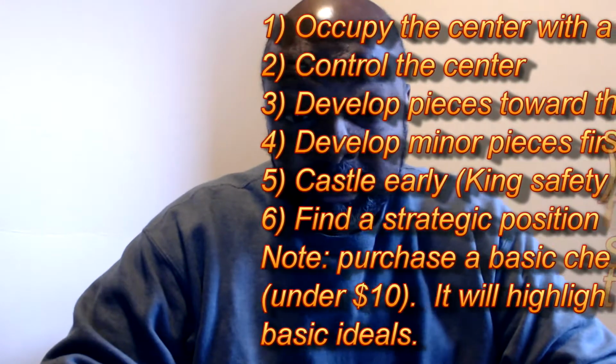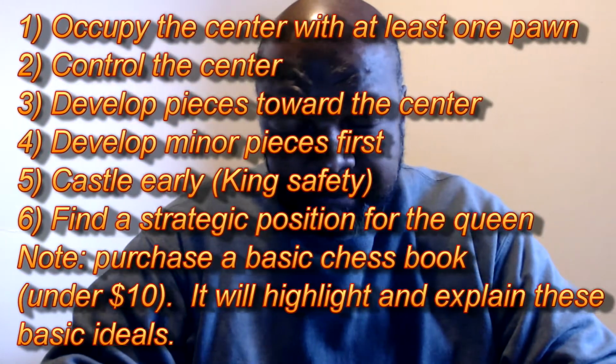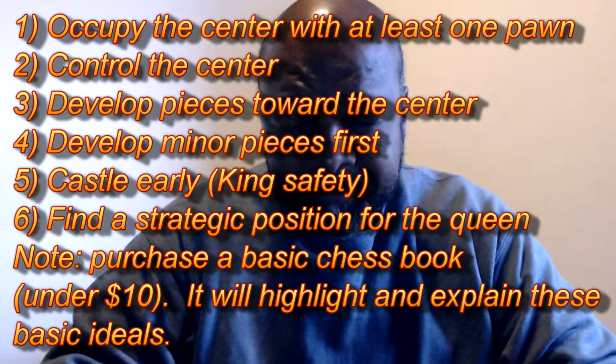Again, control the center of the board, usually by placing either the king pawn or the queen pawn in the center of the board. Develop your pieces. You want to develop them towards the center with the plan of controlling center squares, which means e4, e5, d4, d5, and the squares that touch those four squares.